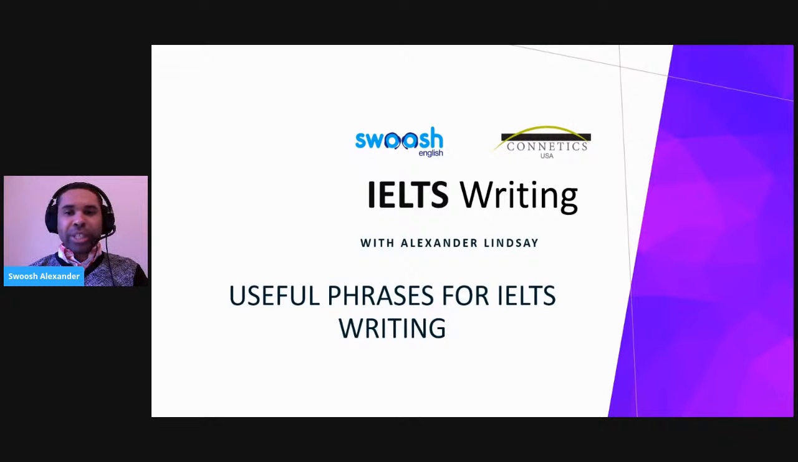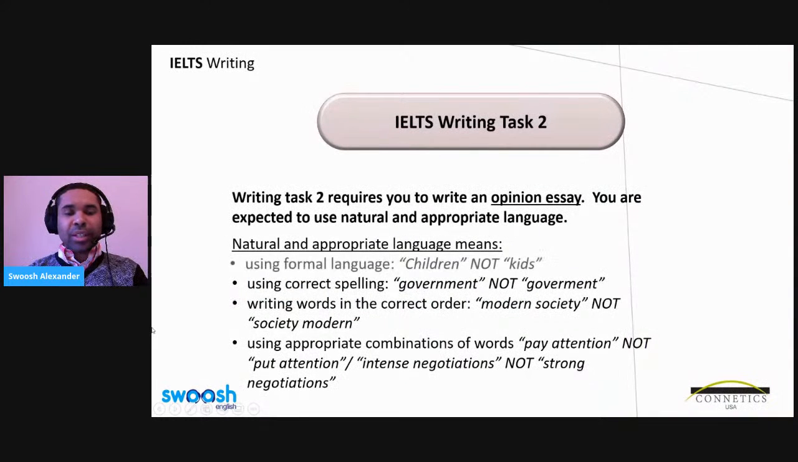So, let's have a look then at the task for today. It's related to useful phrases for IELTS writing. Writing task two requires you to write an opinion essay, as we established in yesterday's class, and you are expected to use natural and appropriate language within this essay. So, what do we mean by natural and appropriate language?